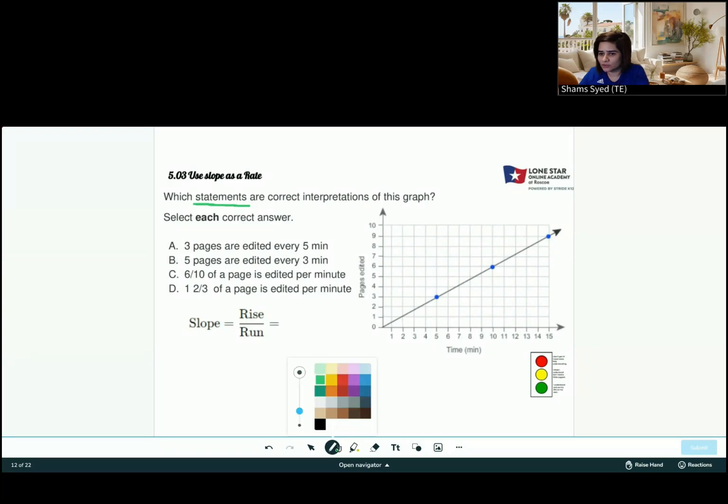Okay, 3 pages are edited every 5 minutes. Let's see. I can also use some color coding for my time, right? For time. And pages red, could be thinking about the red one. Got it? Let's see if that is true or not. No problem, Eli.